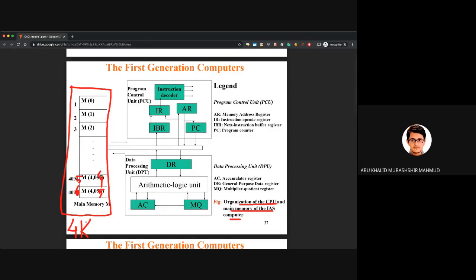And here is the program control unit, or the PCU. Here is the memory address register. IR is the instruction opcode register. IBR, the next instruction buffer register. And PC, the program counter. And the most important part here is the instruction decoder.